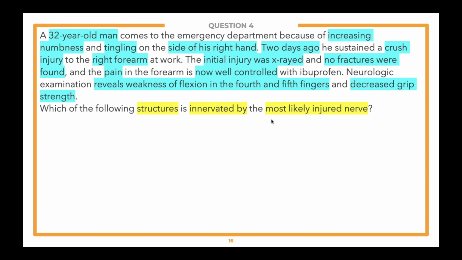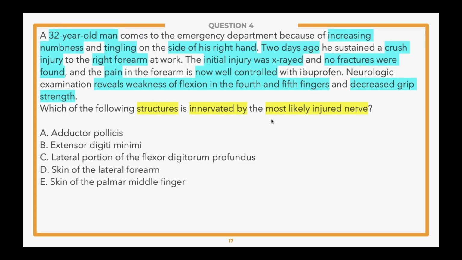And again, you want to piece together those deficits to figure out where the deficit could be, okay? Now, this question asks us about the most likely injured nerve and what is a structure that is innervated by it. So I think we've got a couple steps here. One, we've got to figure out, based on the signs and symptoms, what's the most likely injured nerve? And then two, a structure that is innervated by that injured nerve. So I think we've got a nice two-step question here. Let's go ahead and take a look at those answer choices.